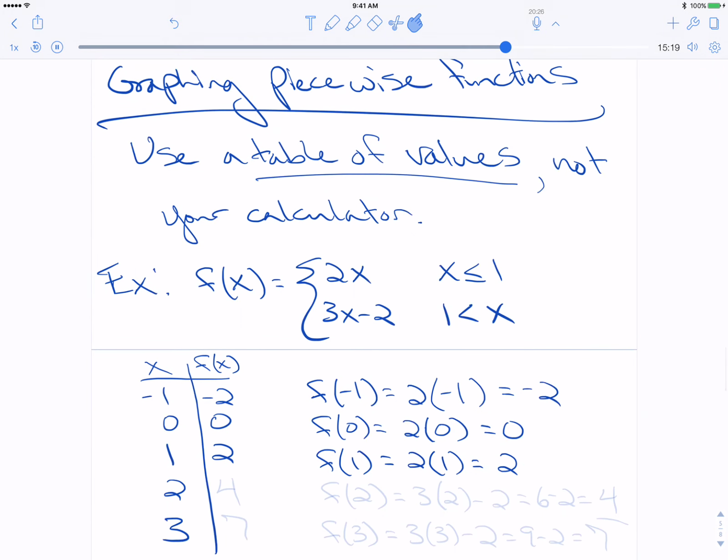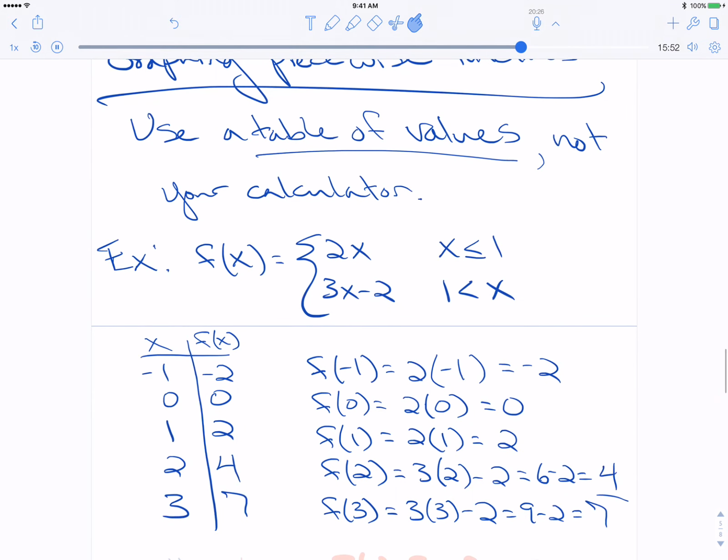And then for the 3x minus 2, I can substitute in, that's for my f of 2, right? 2 is not less than or equal to 1, it's greater than 1. So I'm going to substitute that in. 3 times 2 minus 2 gets me 6 minus 2, which is 4. So 4 for the 2, and then f of 3. 3 is again also greater than 1, so I have 3 times 3 minus 2, which is 9 minus 2, or 7.